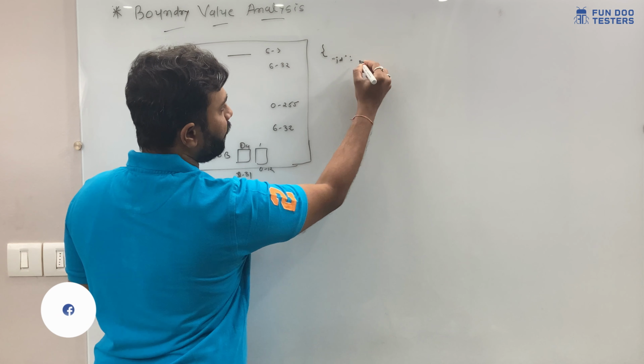So basically we have to test here 6, 5 and 7, and here 31, 32 and 33. Ideally, the password field should accept 6 and 7, and it should accept 31 and 32, but it should not accept 33 and 5. So in short, this is how boundary value analysis works.